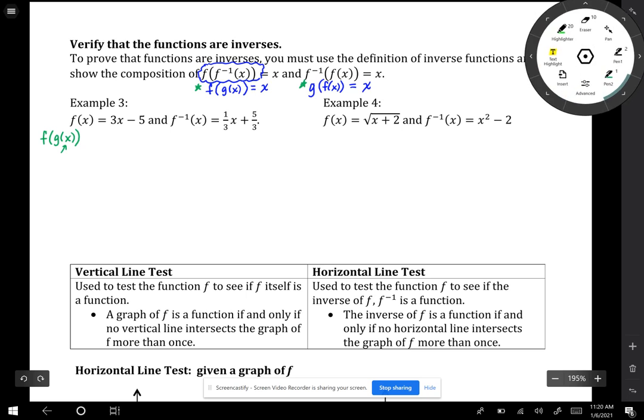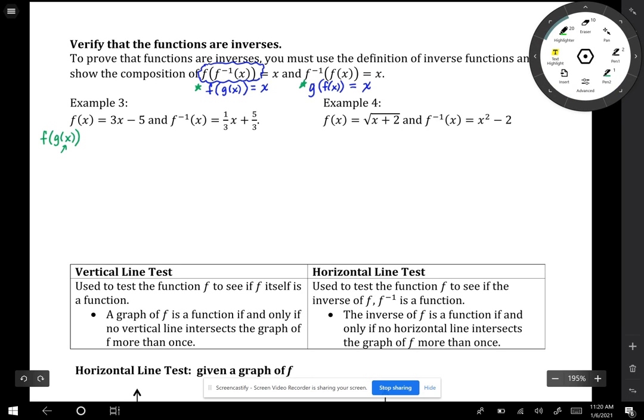Maybe I should highlight this. So this can be f. Oops. Yeah, that's fine. And then this can be g.